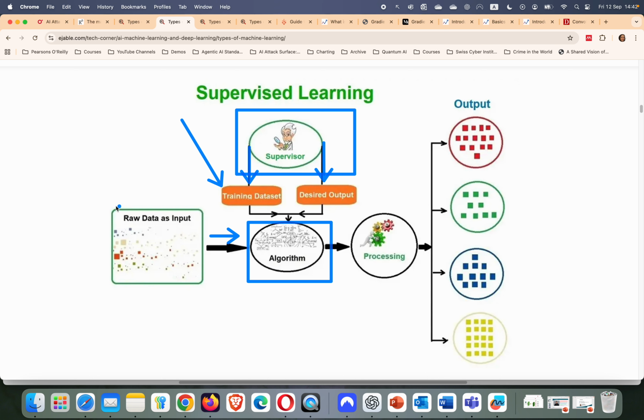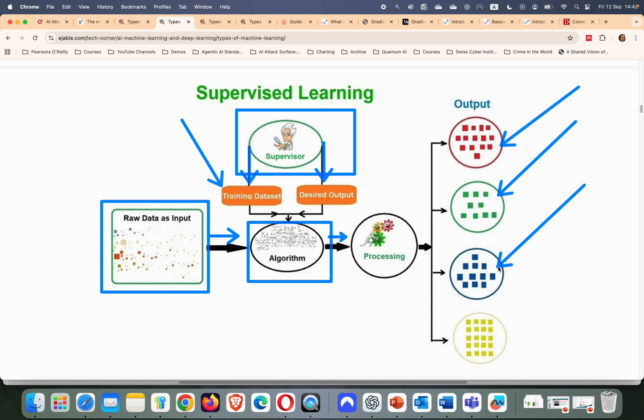And once you feed the raw data from, let's say, the market for apples, pears, and lemons into the algorithm, it would be able to process, and then it would output that and tell you, you have 10 apples, you have, I don't know how many lemons, and that's all listed and analyzed.